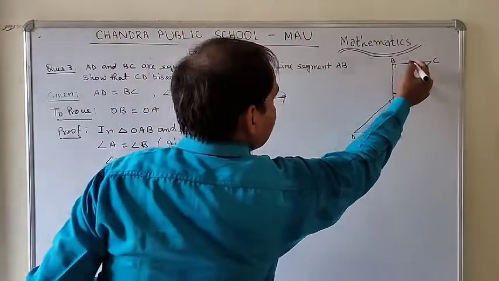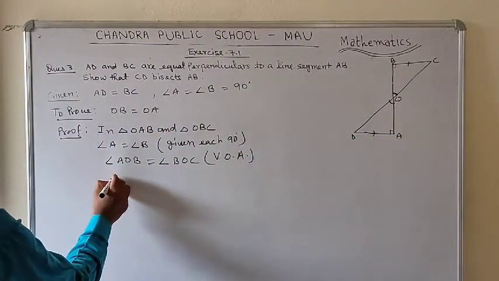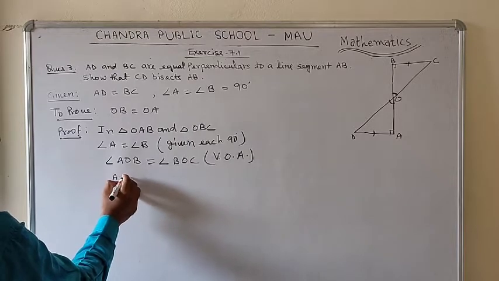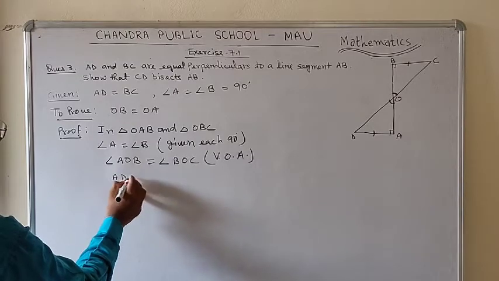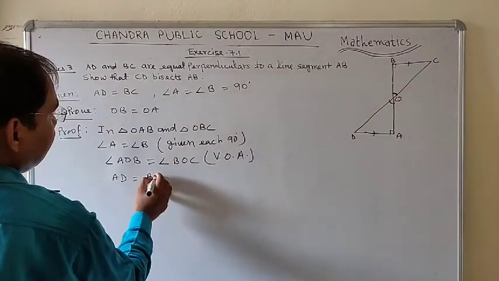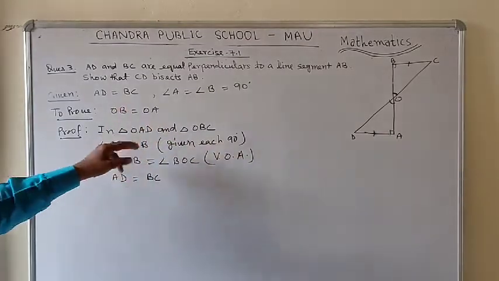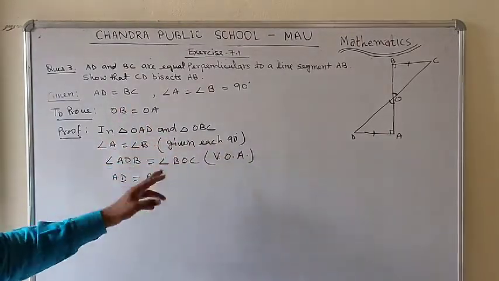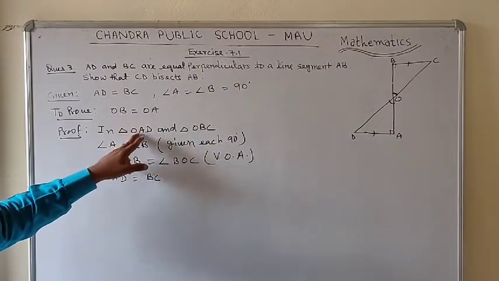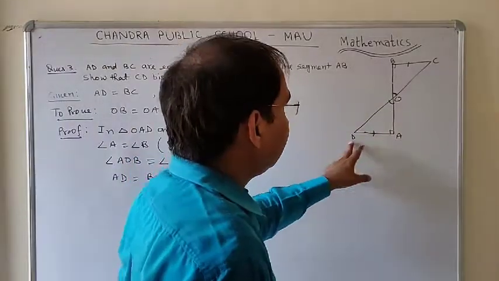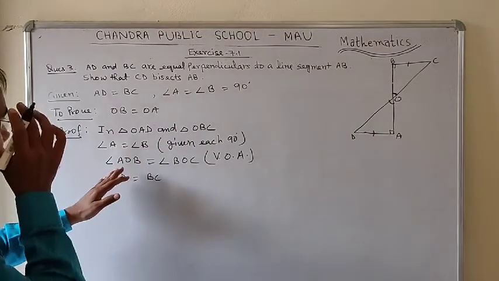Now in both the triangles, one side is equal, that is given in the question also. It is given AD equals BC. It is given, and here this will be OAD. By mistake I have written B, but it should be in triangle OAD. So in triangle OAD and OBC, angle A and angle B are equal.